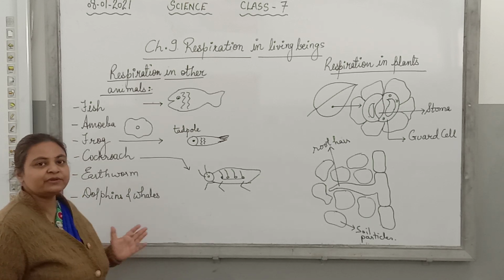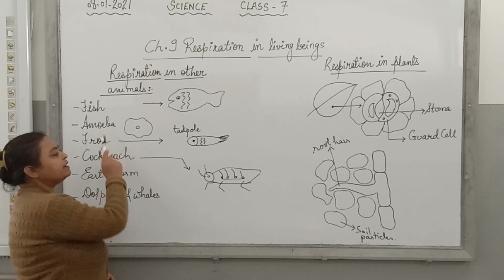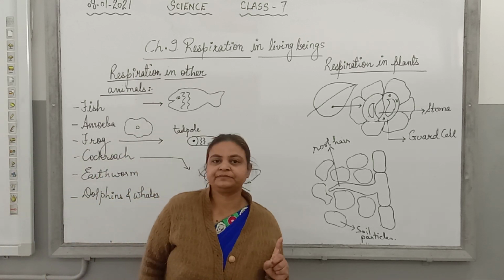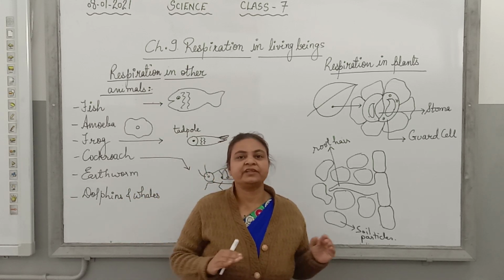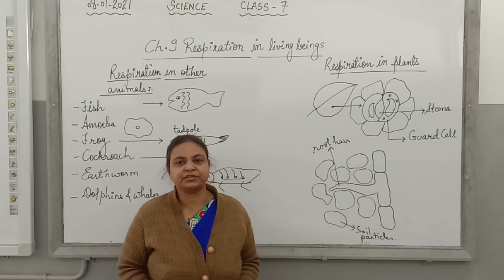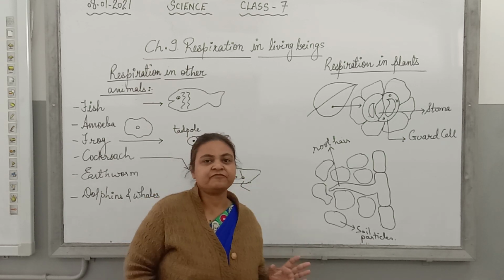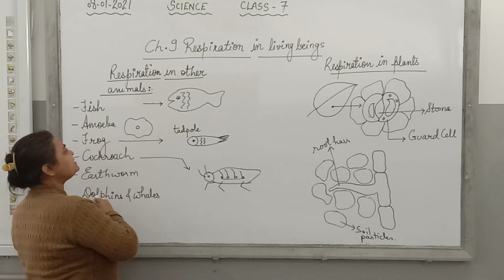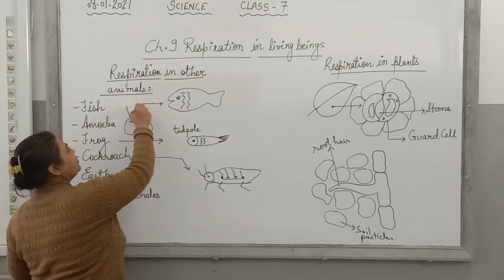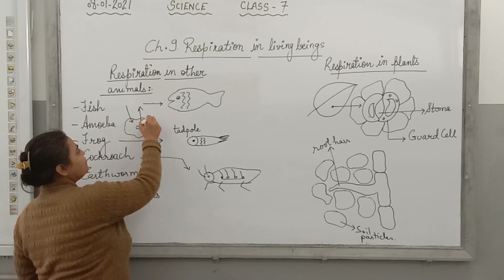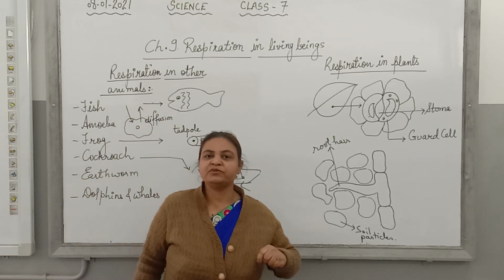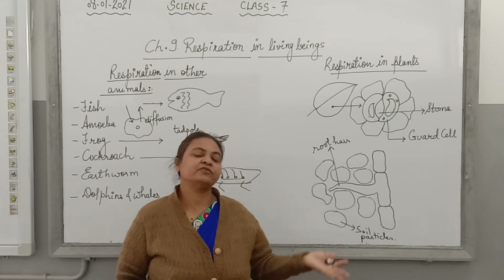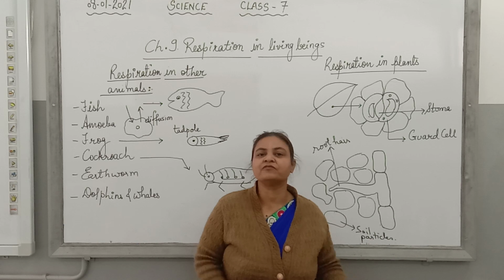Beginning with unicellular amoeba. We know that amoeba is made up of only one cell. Due to this, it does not have any specific organs for digestion, respiration or circulation. So, its body surface, that is the cell membrane itself, helps to take up oxygen and give out carbon dioxide by the process of diffusion. Diffusion means the gases enter as there is decrease in the amount of oxygen, the oxygen will enter, and as the amount of carbon dioxide increases, it will diffuse out of the cell.